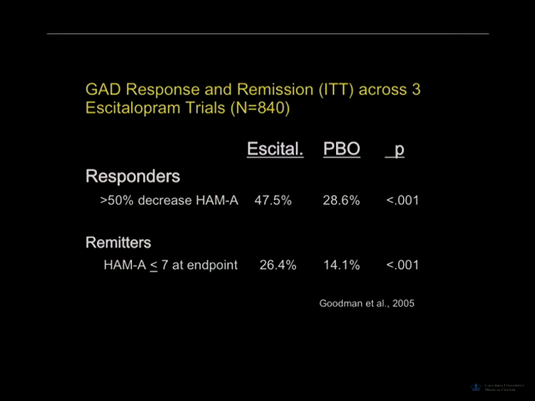If you have a higher criterion of saying who's really remitted, who's virtually free of symptoms, only about half of the responders would meet that criteria. So here about 25% were fully remitted, again doubling the placebo rate. So these medicines are very effective, but typically people still have some symptoms after a course of treatment.